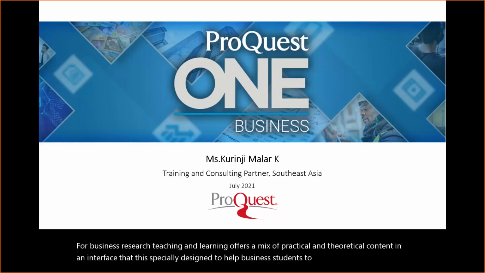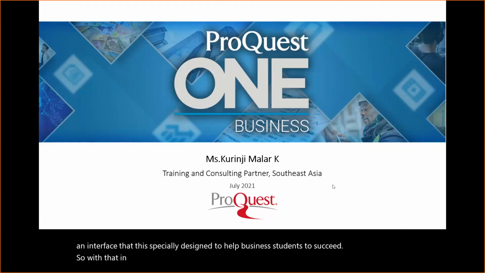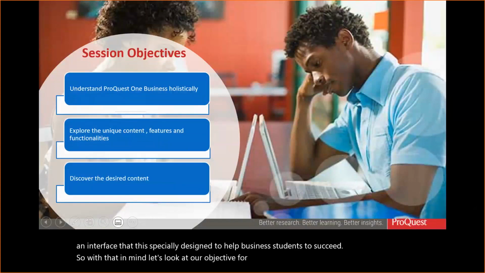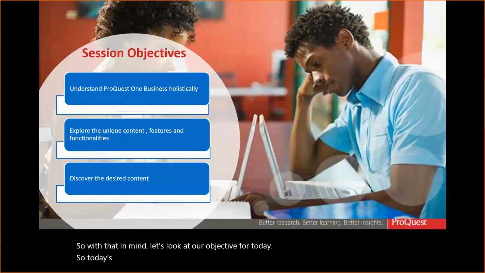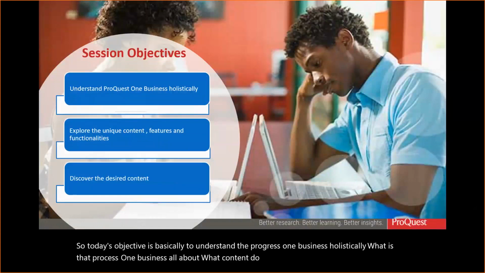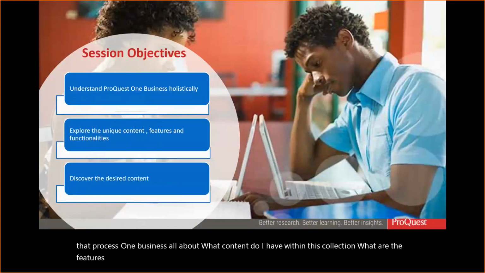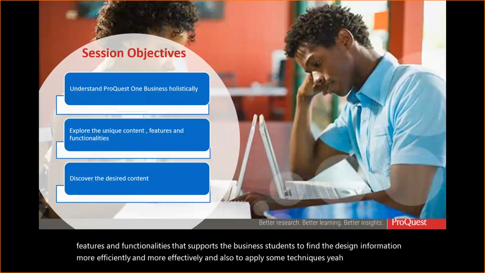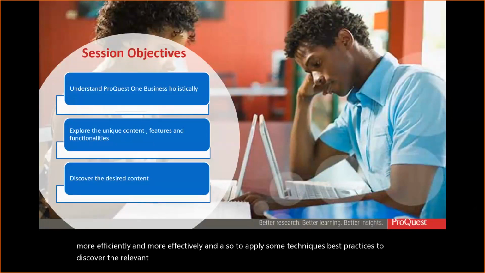So with that in mind, let's look at our objective for today. Today's objective is basically to understand ProQuest One Business holistically. What is ProQuest One Business all about? What content do I have within this collection? What are the features and functionalities that support business students to find the desired information more efficiently and effectively? And also to apply some techniques and best practices to discover the relevant content in this platform, and how this content can support your teaching, learning, and research.